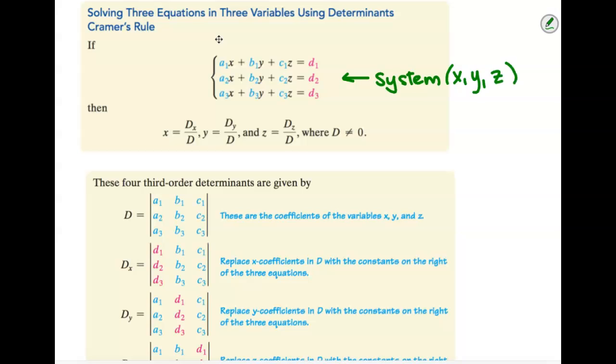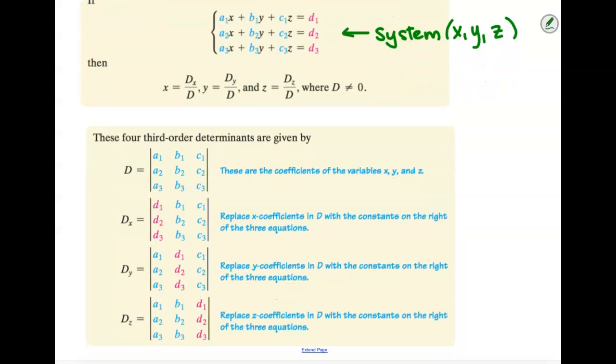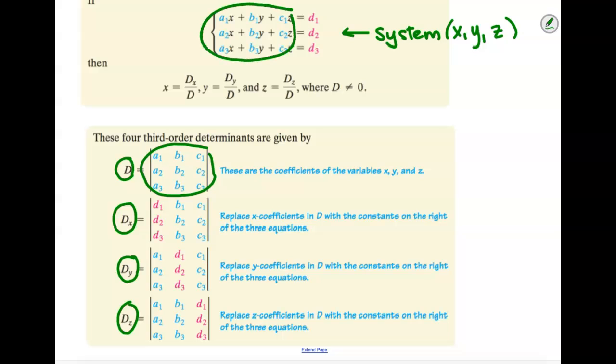So you're going to be coming up with four determinants. So here are the four determinants. There's determinant d, d of x, d of y, and d of z. How do we create these determinants? Well, the first determinant is your coefficients from your three equations.